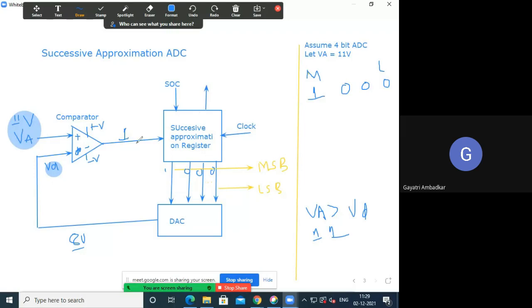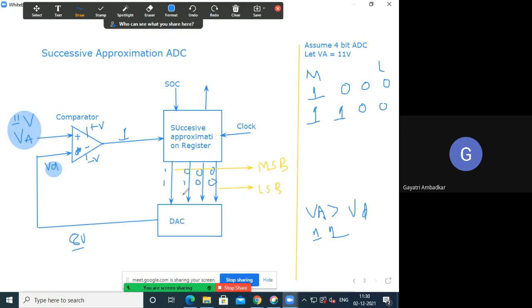So when SAR receives 1, what it will do? It will keep its previously set bit as it is, and it will make the next bit as 1. Only one bit changes. Rest bits are 1 0 0. So now what is your second input? 1 1 0 0. So DAC receives 1 1 0 0.